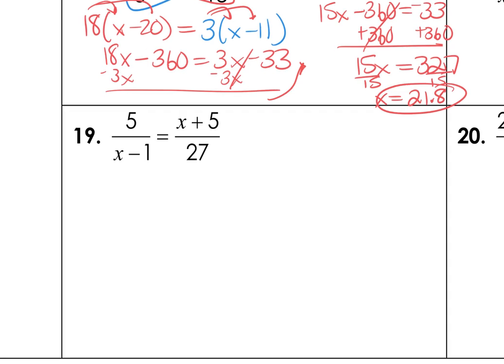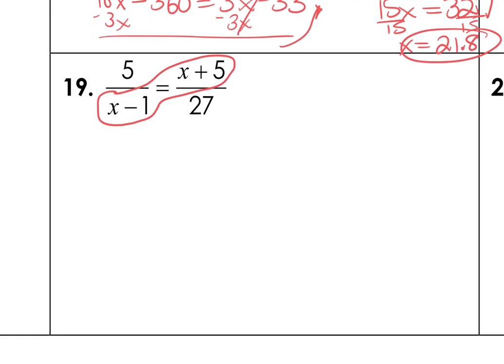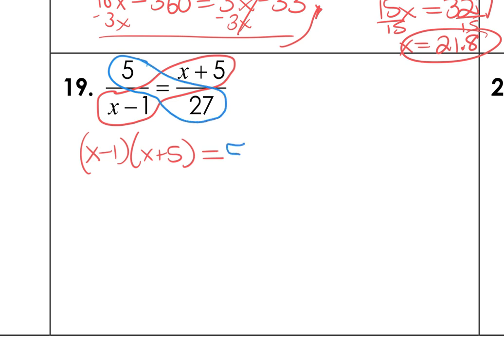Okay, I'm going to do the diagonal with the x, and it's actually 2 x's. So look what we have here, guys. We have to write this like (x minus 1) in a set of parentheses times (x plus 5) equals, we'll set that equal to my other diagonal. It's going to be 5 times 27.